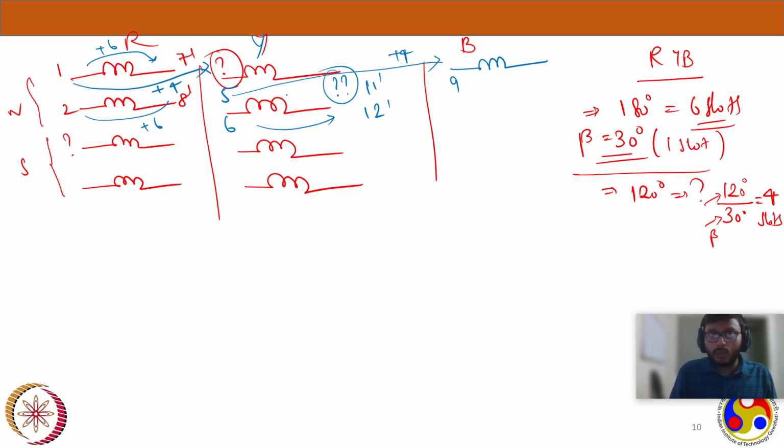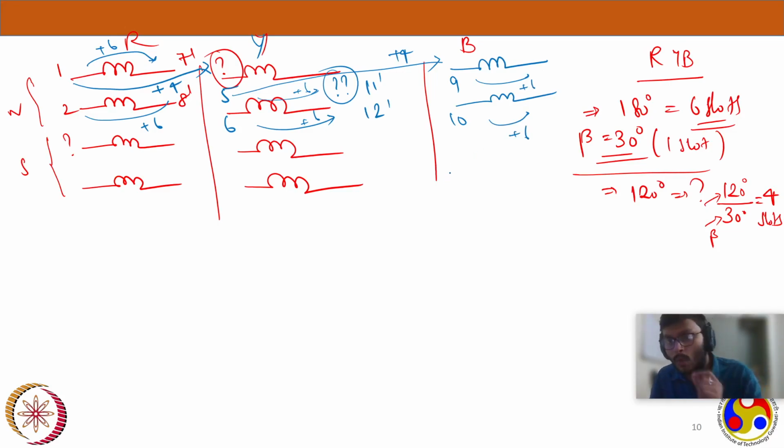Because I already told you this coil span never changes in any winding. This is again 6 and this is again 6. And this is 9 and this will be 10, and this is again 6. Now this is again 6. Here comes a small logic.